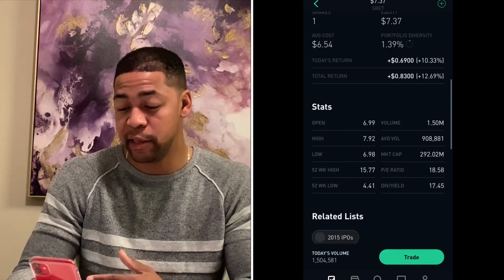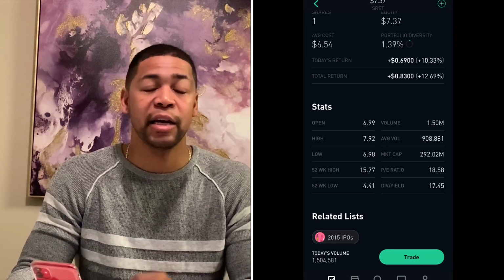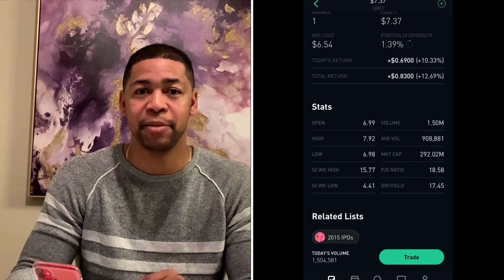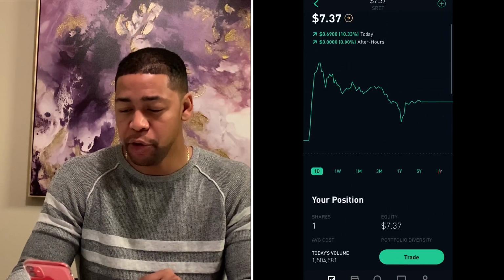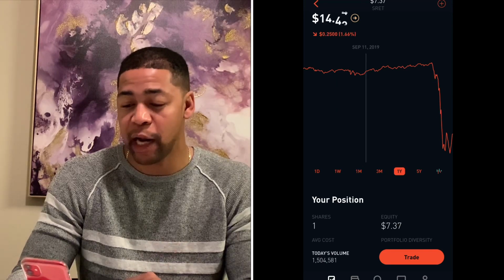This has a dividend yield of 17.45%. So every dividend stock should have a dividend yield, and that's how you know that you're going to get paid for your investment no matter what. And you can see as well, when the market hit, it was doing really well. It was at $14 for each share.